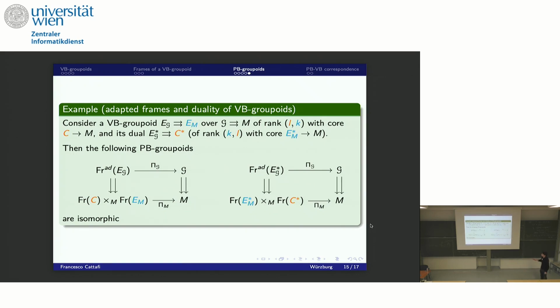But one has this, which is a VB-groupoid over the product frame of C, frame of E over M, and another over the product frame of E star times frame of C star. Of course, the vector bundles below are all isomorphic because they are just the dual of one another, but above, the adapted condition behaves well with respect to duality. And then we also looked, of course, at some other particular cases like the pair groupoid, which is very simple, where one can compute precisely what this condition is.